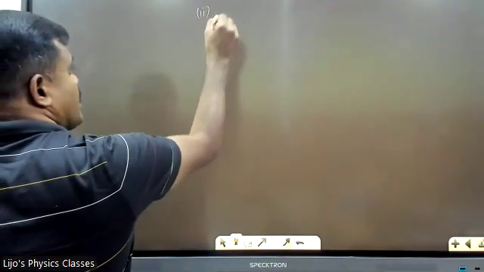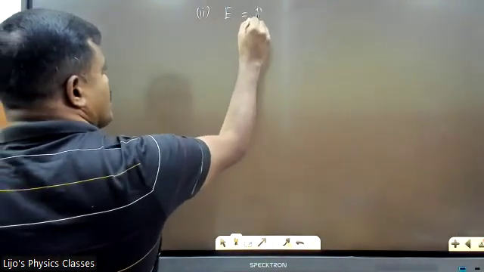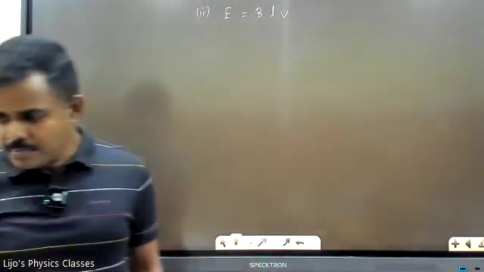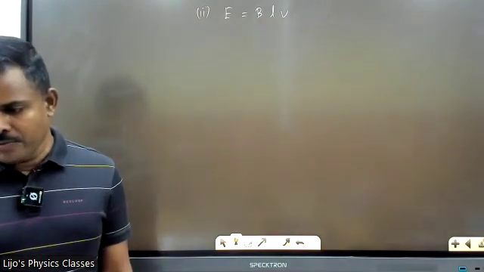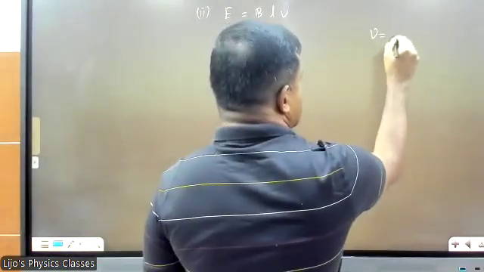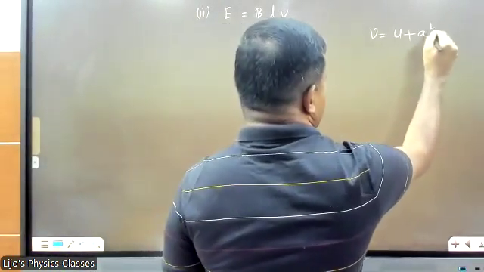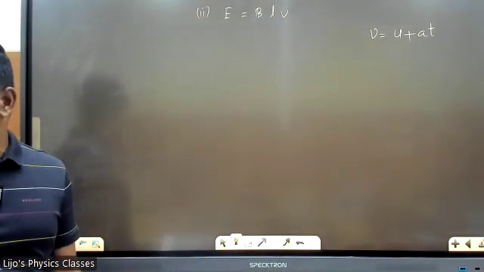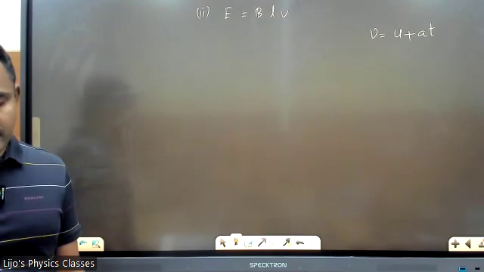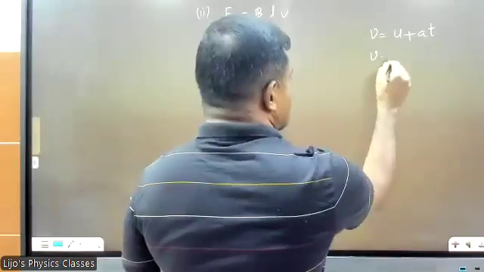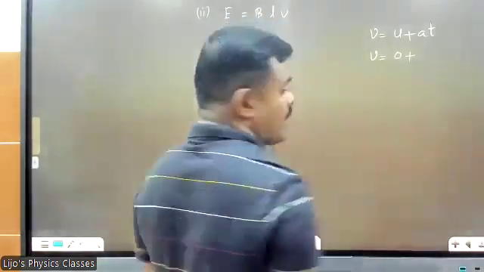So let us do that one more time. Write the second part of that question. They are asking you to draw EMF. What is EMF? BLV. On the margin, you write this. V is equal to U plus AT, right? Velocity is equal to initial velocity plus acceleration into time. That is, final velocity is equal to initial velocity, which is 0. Why 0?